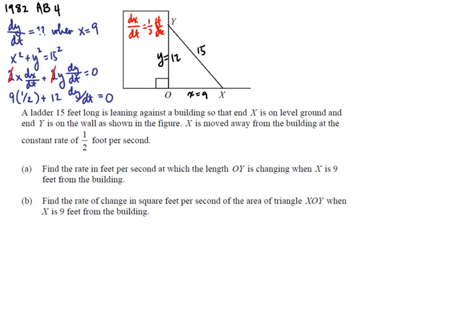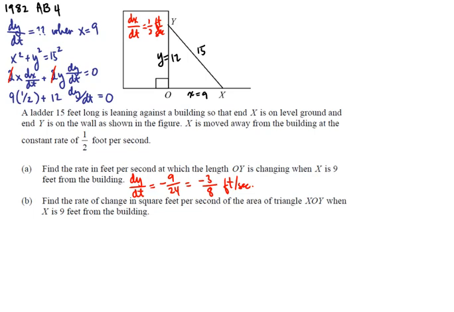So we're going to get 12 dy/dt is equal to 9 over 2. I won't work that out, but you're going to solve that equation for dy/dt, and you should get that it equals -3/8 feet per second.